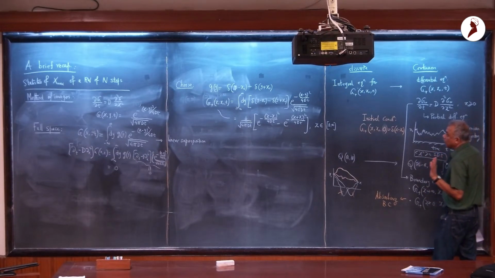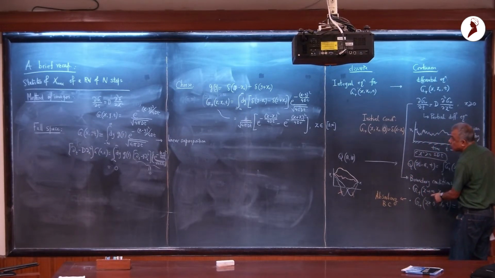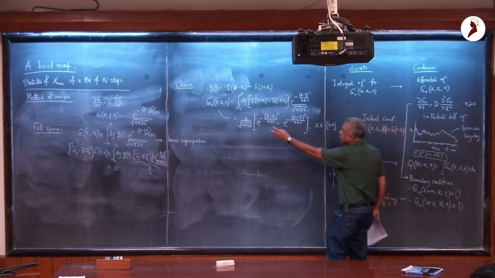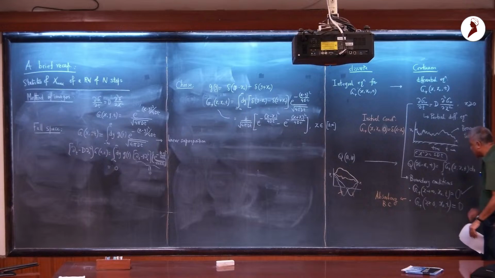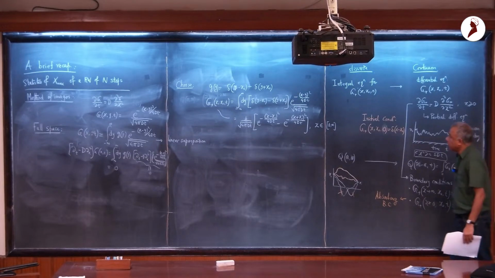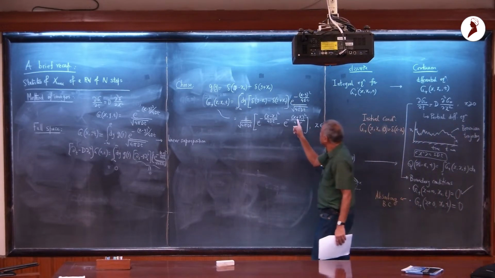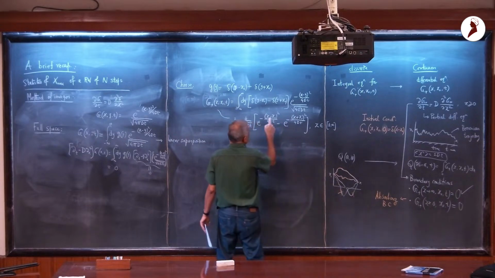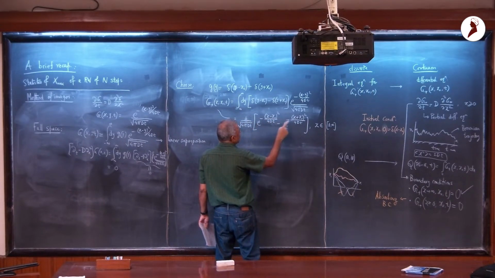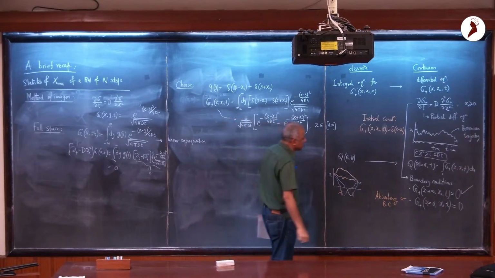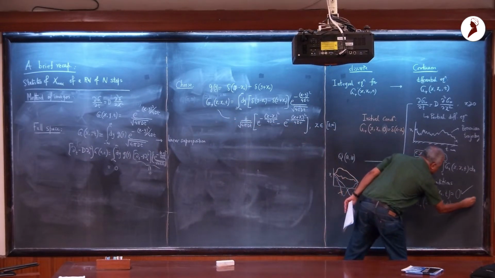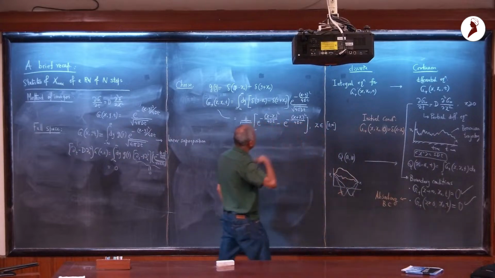Next, I have to check the boundary condition. When I take the x goes to infinity limit, both terms individually go to 0. So it satisfies this boundary condition. When I take x equal to 0, you see this e to the power minus x naught square over 4 dt minus the same quantity, x equal to 0. So it does satisfy this boundary condition as well. So it satisfies both boundary conditions.